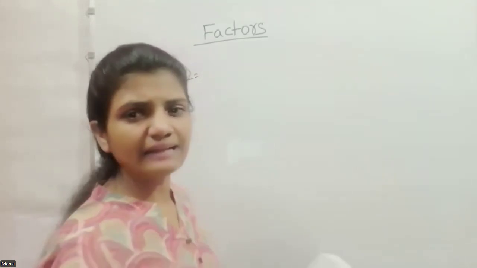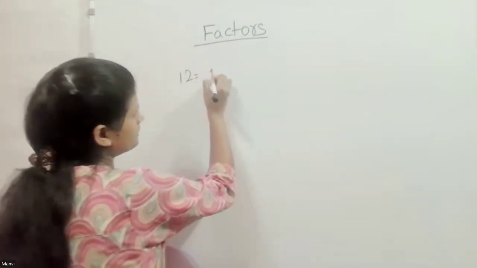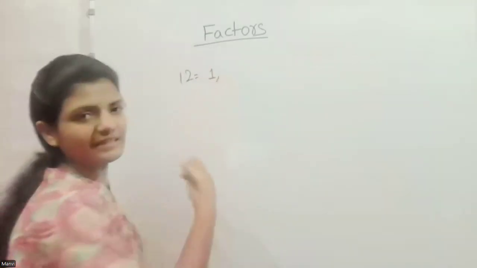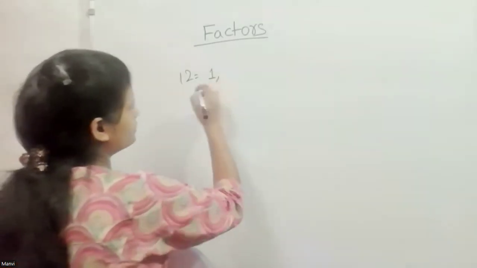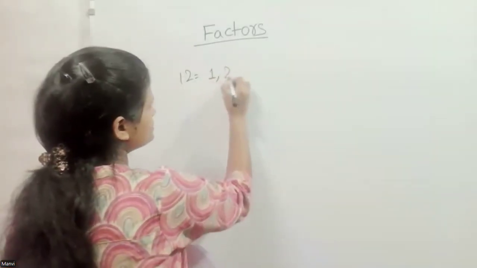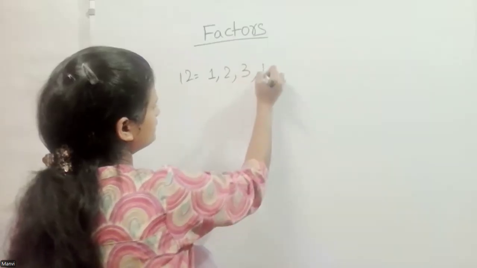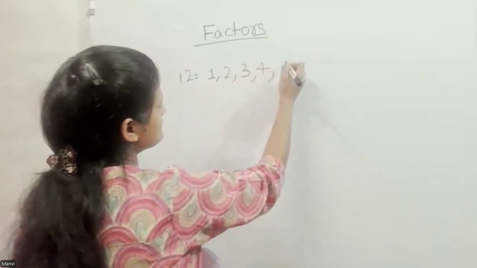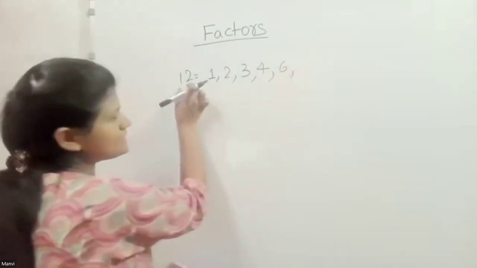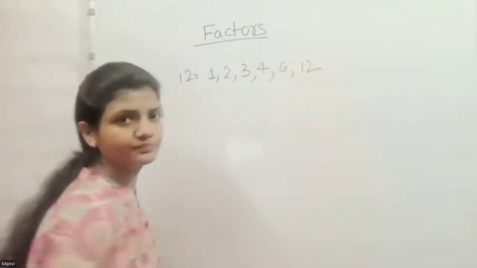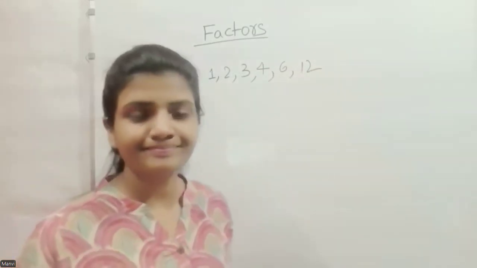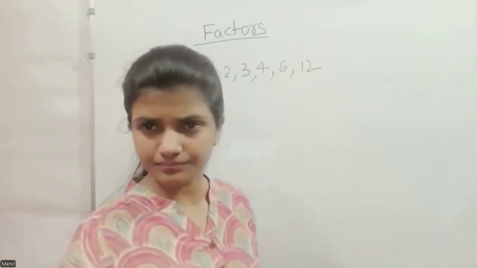Always start with 1, because this gives us a clear side. You could write from any, but it always starts with 1, then 2, then 3, then 4, then 6. 6 is the half of 12, so the next factor is 12. Good, Jessica.